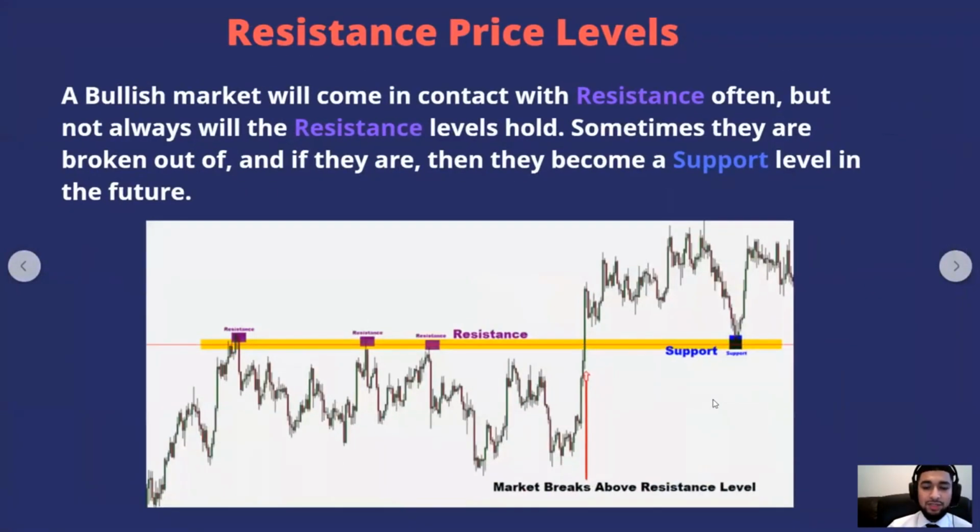As for resistance price levels, a bullish market will come in contact with resistance quite often, but not always will the resistance levels hold. Sometimes they are broken out of, and if they are, then they become a support level in the future. And as you can see from the example over here on the left hand side, we've got a resistance where we've had 1, 2, 3 touches at that resistance price region, and then the market finally breaks above that resistance price level, only to retest it as a support on the right hand side.